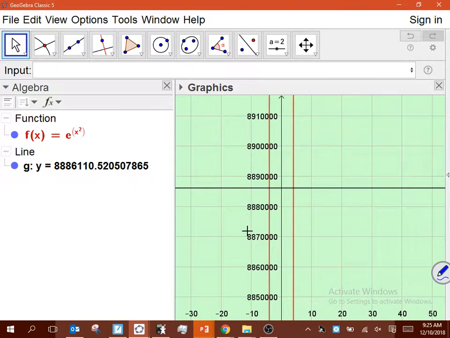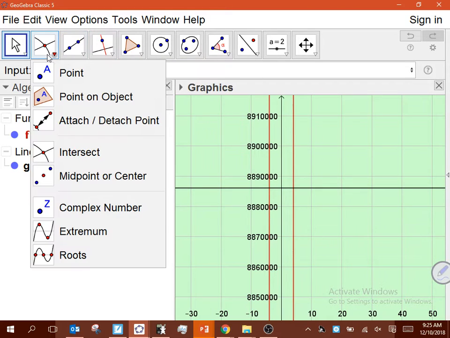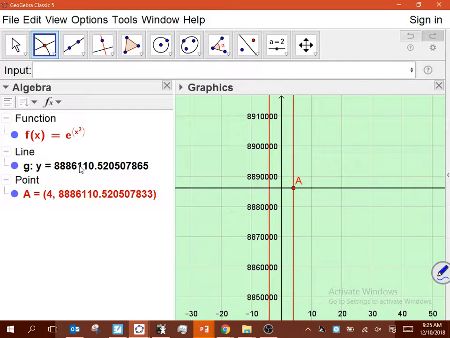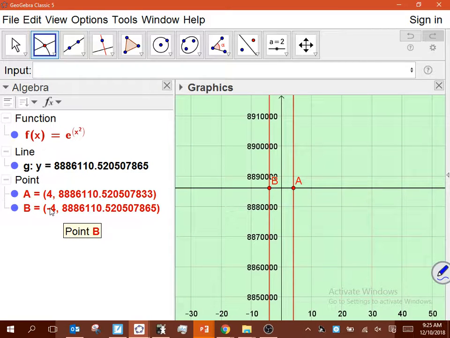We're looking at those two intersection points, which would be the intersection of that and that. You see one of them is at 4, and then the other one there is at -4. All right, so we can do that.